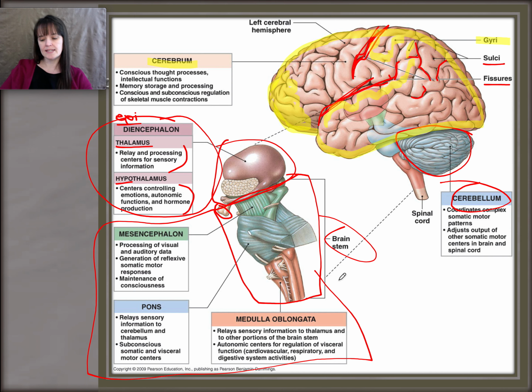The midbrain is technically called the mesencephalon. I always accept midbrain for the lab test. Mesencephalon's fine too. It processes visual and auditory information and maintains consciousness. It does some of the cranial reflexes that we will talk about. The pons, the pregnant seahorse belly here, relays sensory information and has some role in subconscious SNS and ANS control. The medulla oblongata also relays sensory information and has some ANS functions.